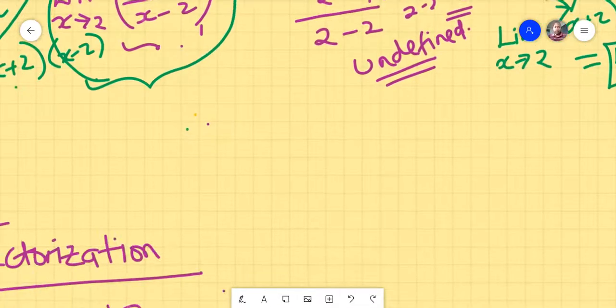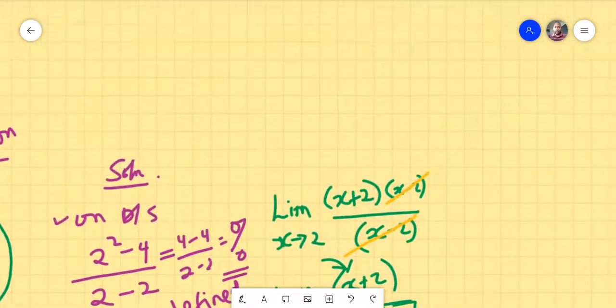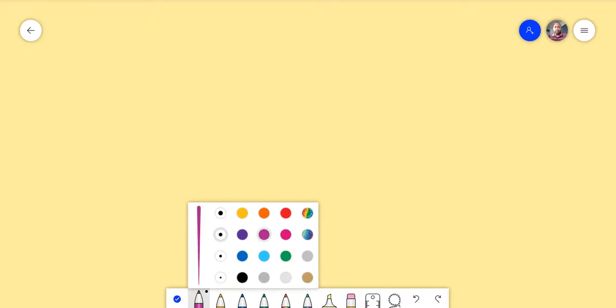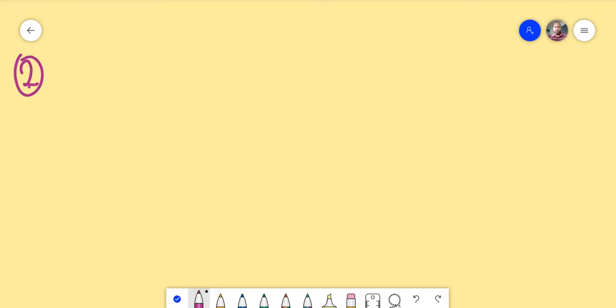So we can proceed to another example. But basically that's how factorization works. So question 2: you are told to evaluate the limit as x approaches 1.